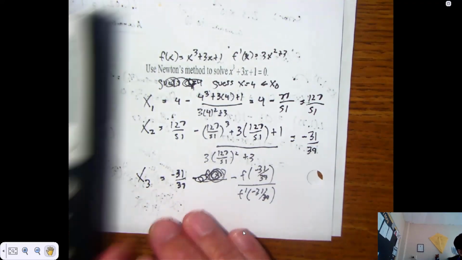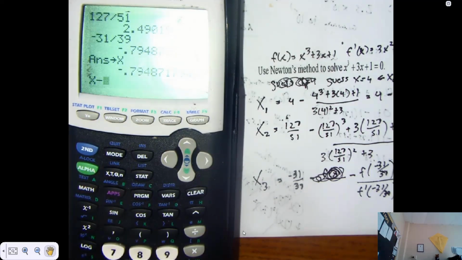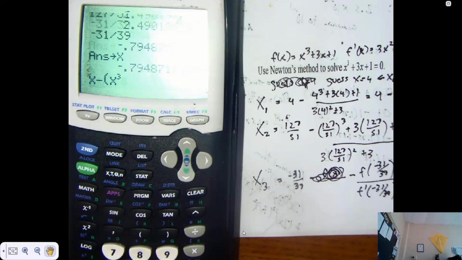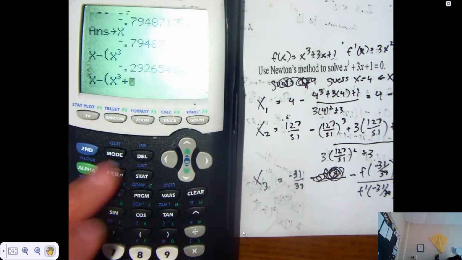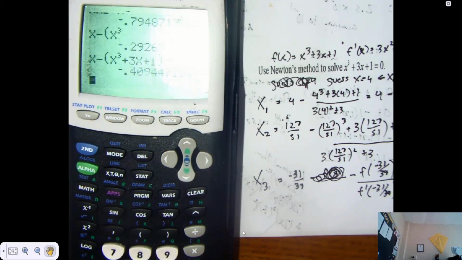I got a storage feature here. I'm also going to do this a little bit differently this time. Because the setup is to take that x value and subtract, and I'm going to store that to x, I'm just going to write the setup. X minus x to the third plus 3x plus 1 divided by 3x to the second plus 3. I got a negative 0.4094. Can't convert that to a fraction. Kind of got past the point of the calculator on that one.